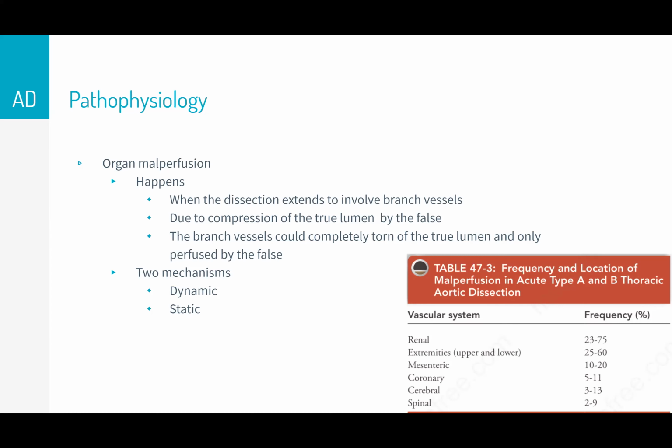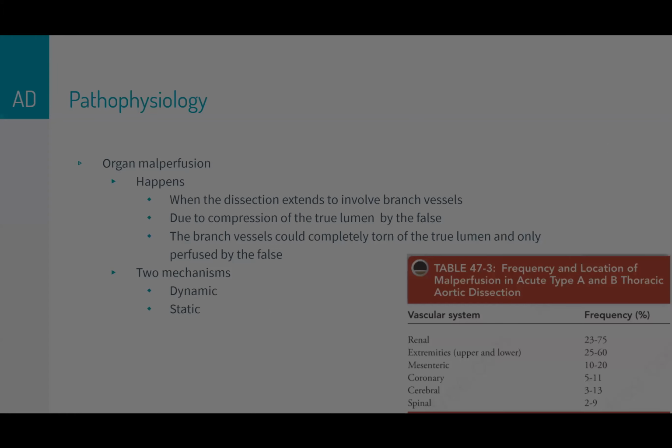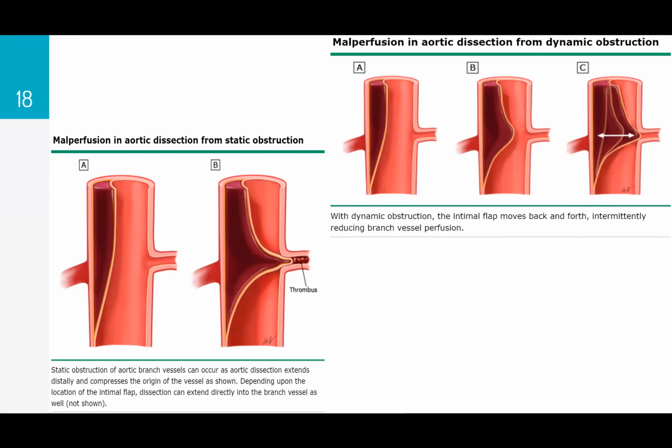We have the dynamic and the static. The dynamic, as I explained a while ago, is with heartbeat. The false lumen, this is the one on the right side, the right diagram. The flap of the dissection moves with every heartbeat, so sometimes it goes into the branch and occludes it. So the symptoms of malperfusion could be intermittent. The static part is when the flap extends into the branch and occludes it completely. This is a static occlusion, and it logically seems even more dangerous and more acute.